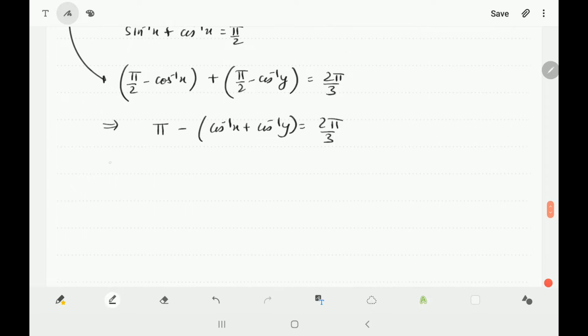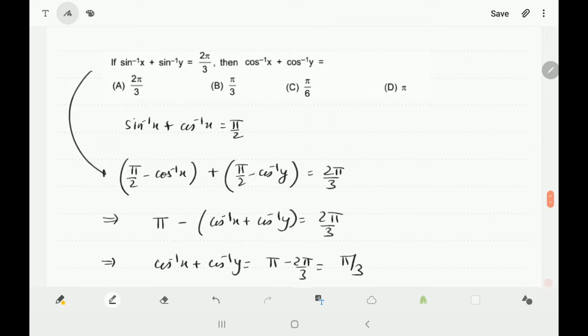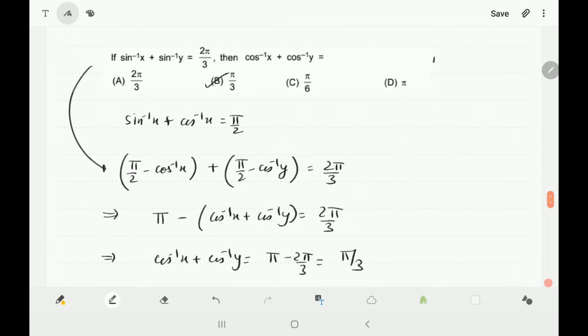Okay, so finally we will have cos inverse x plus cos inverse y is equal to pi minus 2 pi by 3, which will give me the answer as pi by 3. Okay, so the answer for this problem will be pi by 3. Clear?